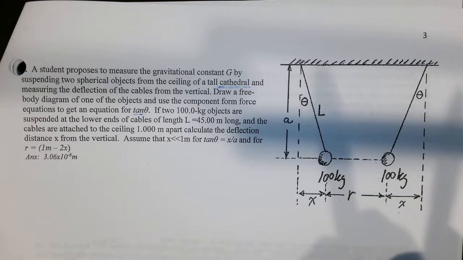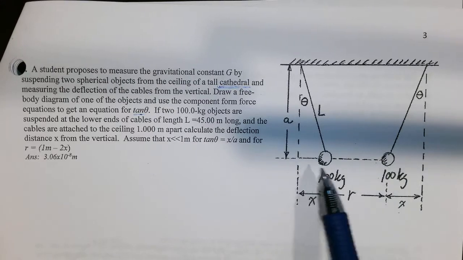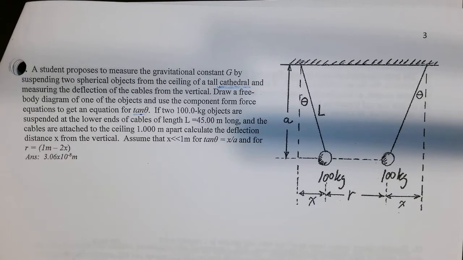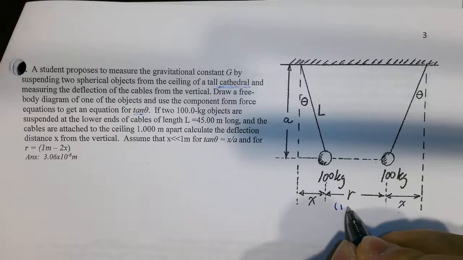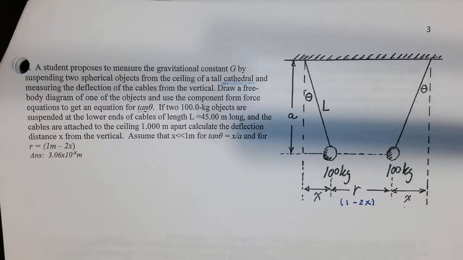Calculate the deflection distance x. How much deflection is there from the vertical because of the attraction of these two masses? So assume that x is much less than 1 meter, for tan theta equal to x over a, and for r equal to 1 meter minus 2x. So this r here is equal to 1 minus 2x. All right. So let's take a look.